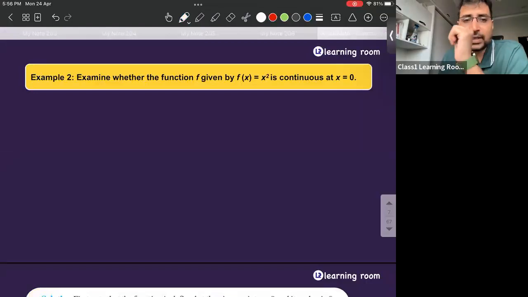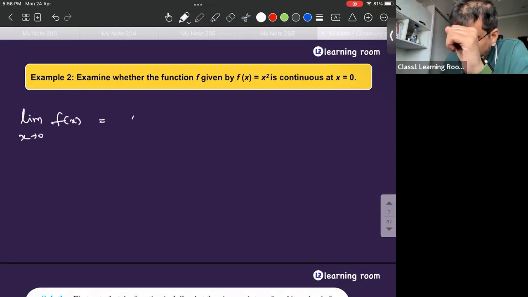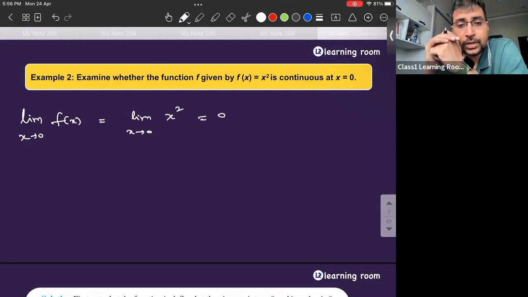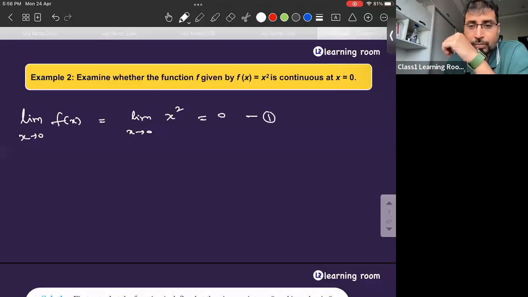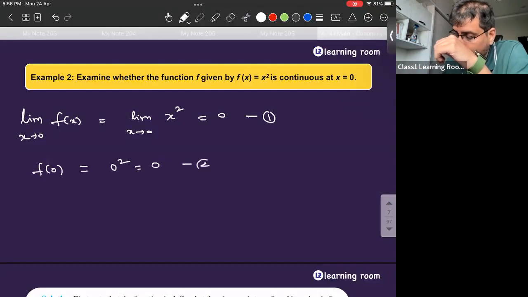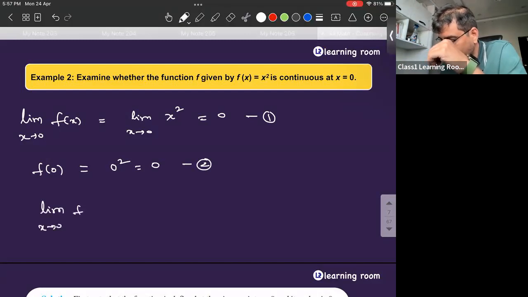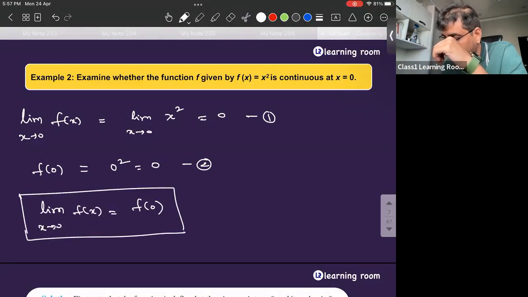So now check. Examine whether the given function is continuous at x is equal to 0 or not. Limit x tends to 0, f of x is going to be limit x tends to 0, x square. Substitute this value, answer will be 0. So this is the limit value. What is the function value? f of 0 is 0 square, which is 0. So in this case, limit x tends to 0 f of x is equal to f of 0. Hence, the given function is continuous at that point.